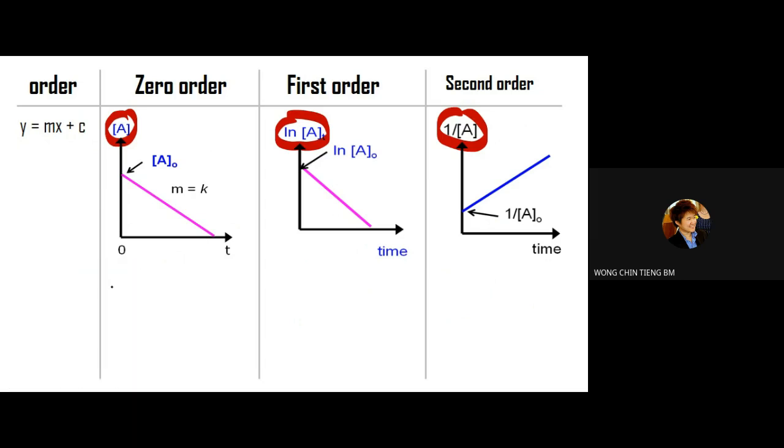So saya tunjuk untuk zero order. Zero order A0 minus AT equals to KT. Okay? T memang X dah lah. Yang ni memang X. Siapa Y rasa-rasa? A0 or AT? Oi, tengok. 3 second rule. A0 or AT?